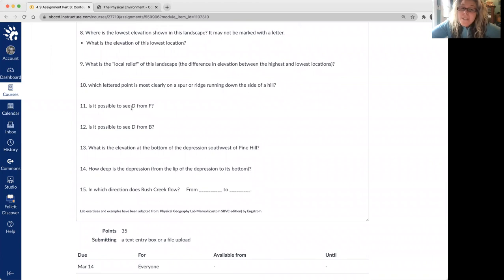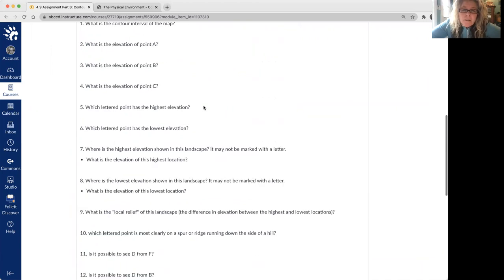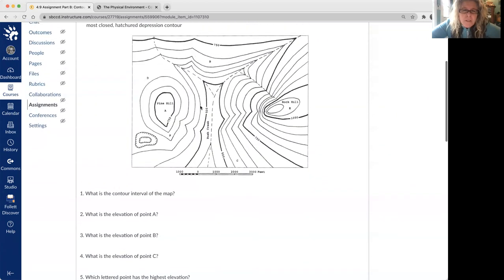Is it possible to see D from F? Okay, let's go look. Is it possible to see D from here? I'm going to let you guys figure that one out as well. So if you imagine we're standing here at 650, maybe in between 650 and 700, and you're here, can you see this point? If we're standing here, can you see this point?